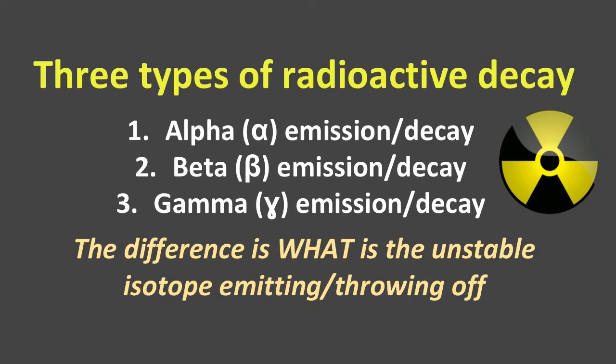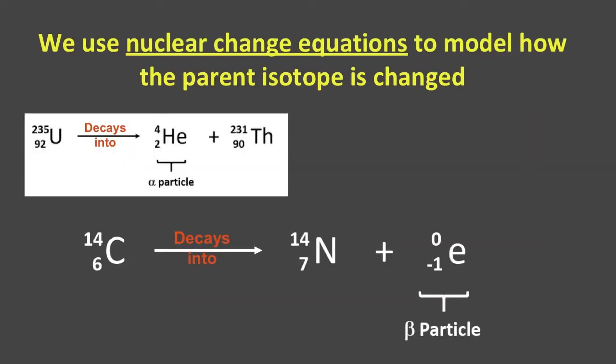There's 3 types of radioactive decay: alpha, beta, and gamma. Alpha, if you're drawing it, is kind of like part of a fish that you're drawing. Beta is just a capital B with a tail. And gamma is a Y with a bit of a curvy neck. The difference between these 3 types is just what is being emitted. What is this unstable nucleus throwing off? And we can categorize it as either alpha, beta, or gamma decay. So we're going to use nuclear change equations to model alpha, beta, and gamma.